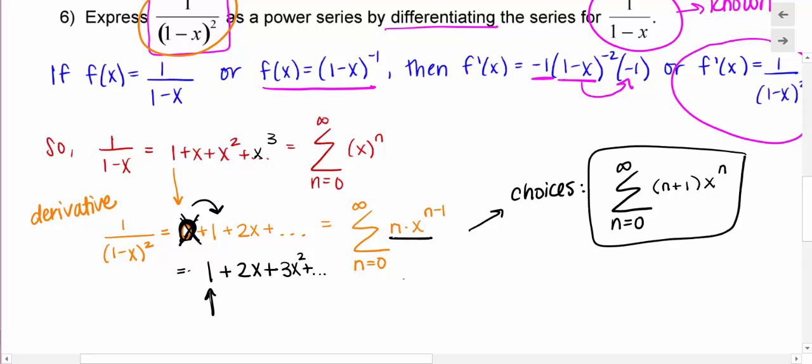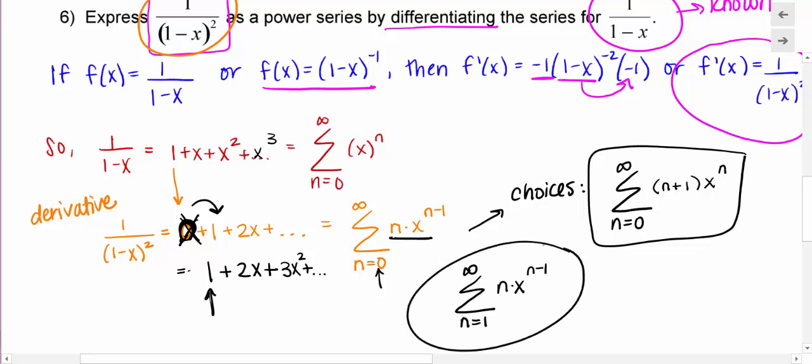Or, if you get to choose, there's nothing wrong with just changing your starting n value and saying, okay, I can start at n equals 1. And by starting at n equals 1, I think I will have fixed my issue here. If I start at n equals 1, then I can leave n times x to the n minus 1, because that'll be 1 times x to the 0.